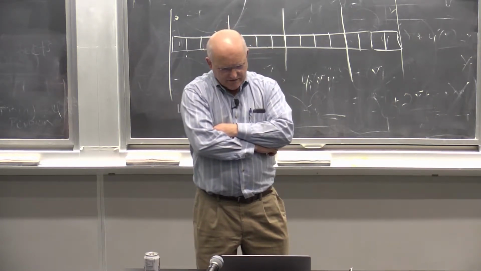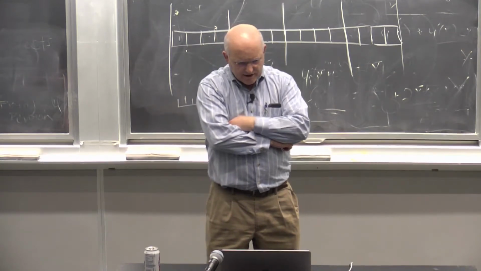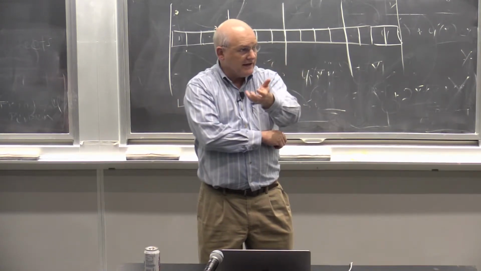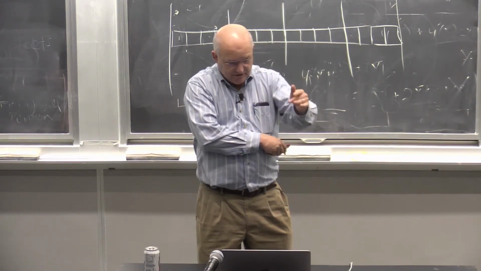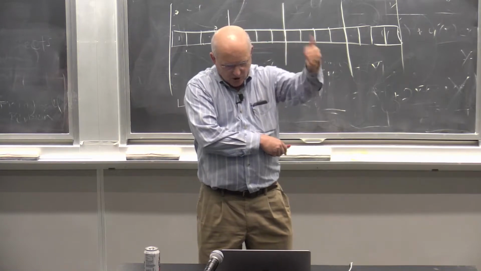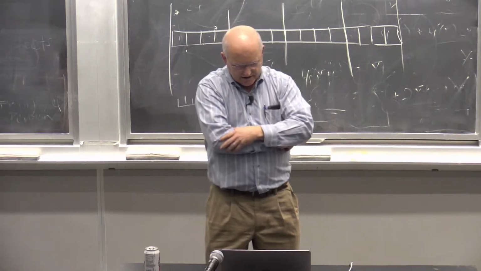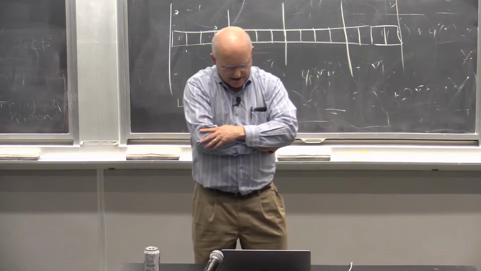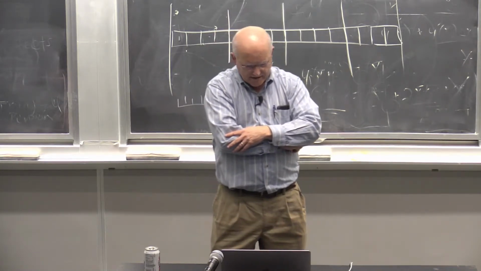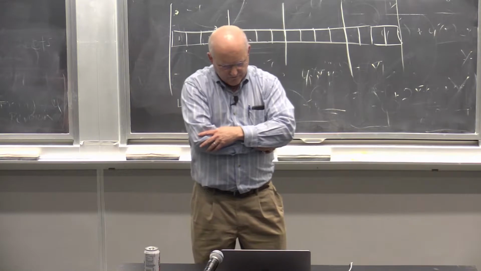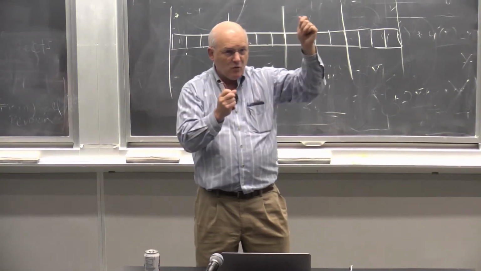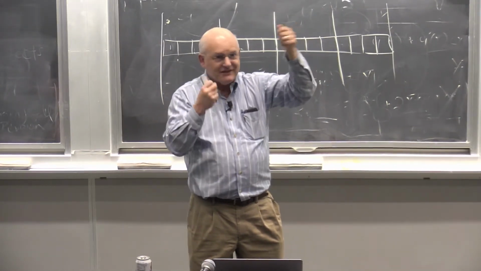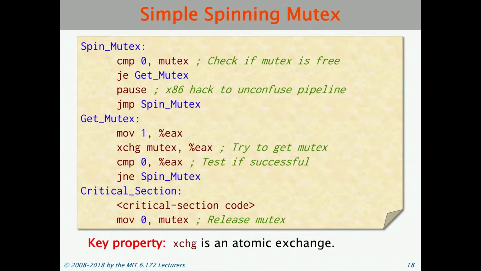Right? So if I just started with get mutex, I would move a 1 in, I would exchange, check to see if I could get it. If I have it, fine, then I execute the critical section. If not, I would go back and try again. Because if somebody has it, by the way, the value that I'm going to get is going to be 1, and that's what I swapped in, so I haven't changed anything. I go back and I check again. So why do I need that first part?